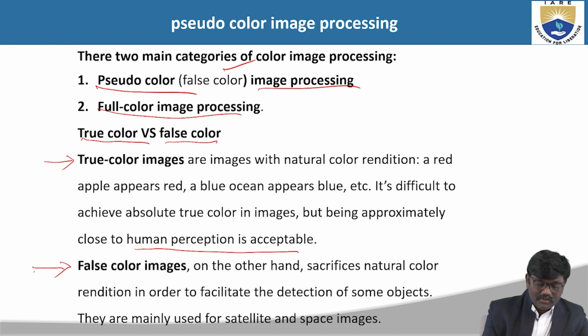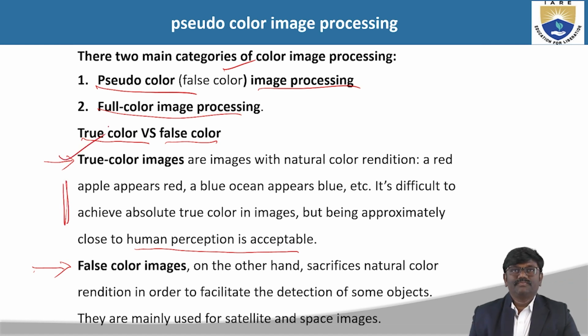Why? Because we are using the true color approach. So in true color, a red color apple appears red, obviously. But how original that red color is, you can understand according to human perception, which is acceptable. Similarly, you see the ocean, it shows blue color, so it appears obviously blue.